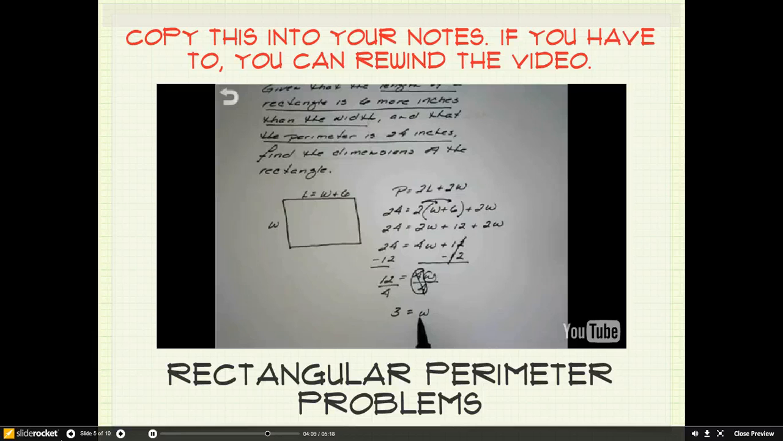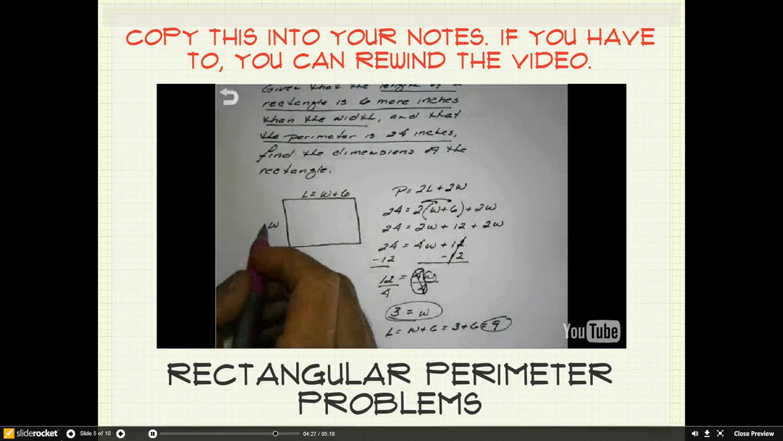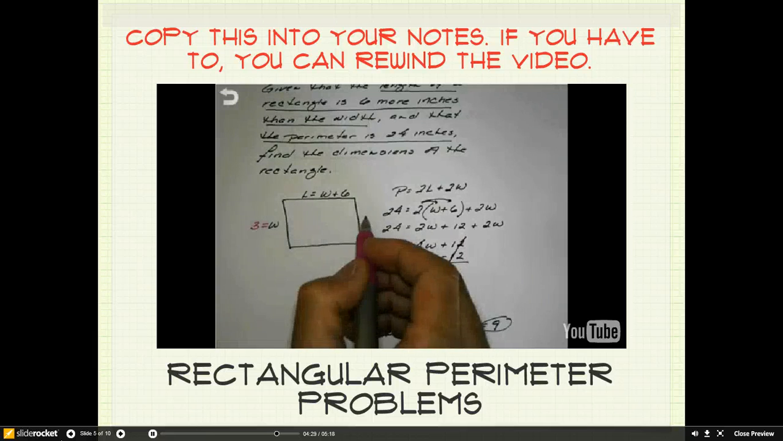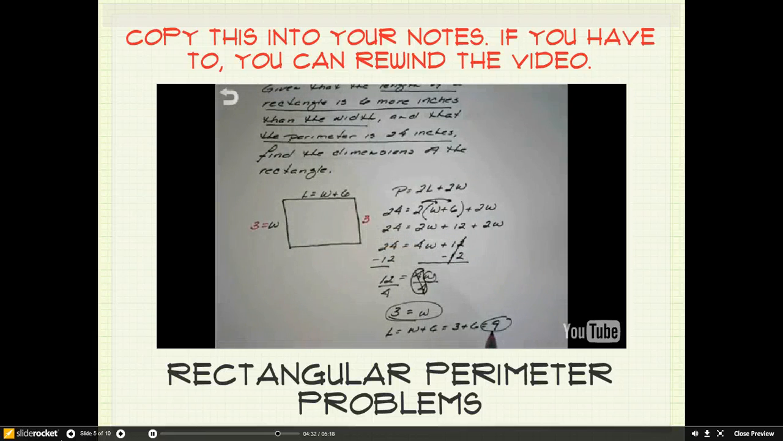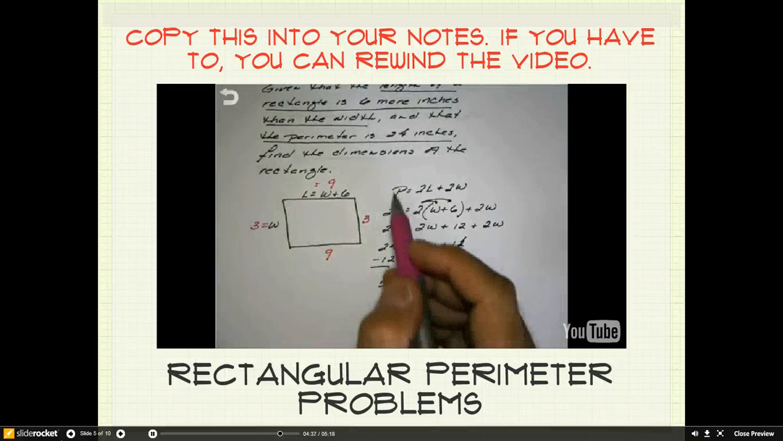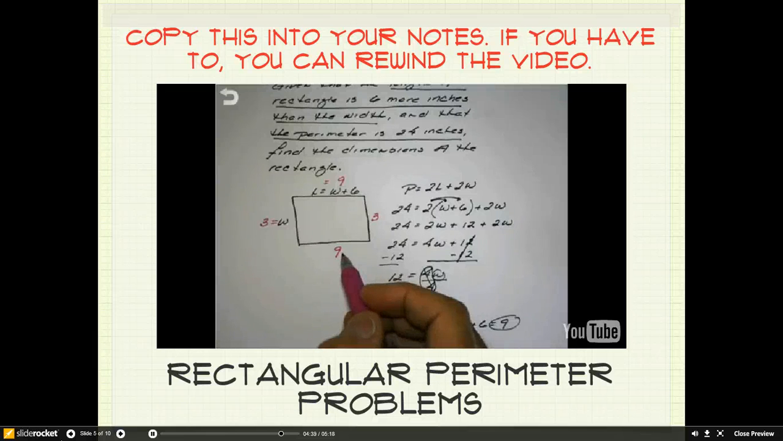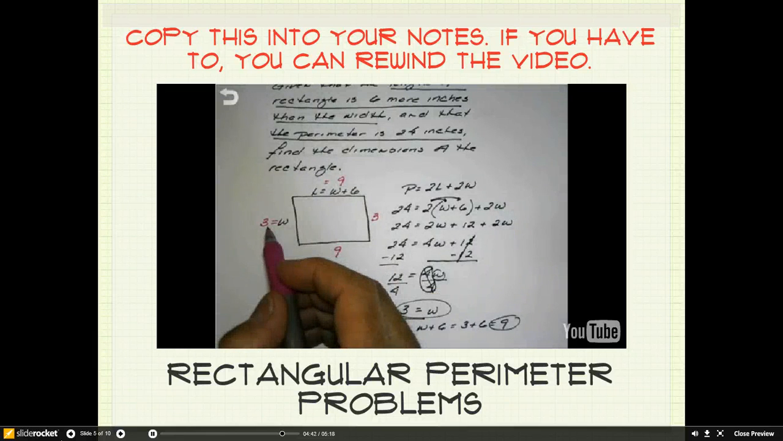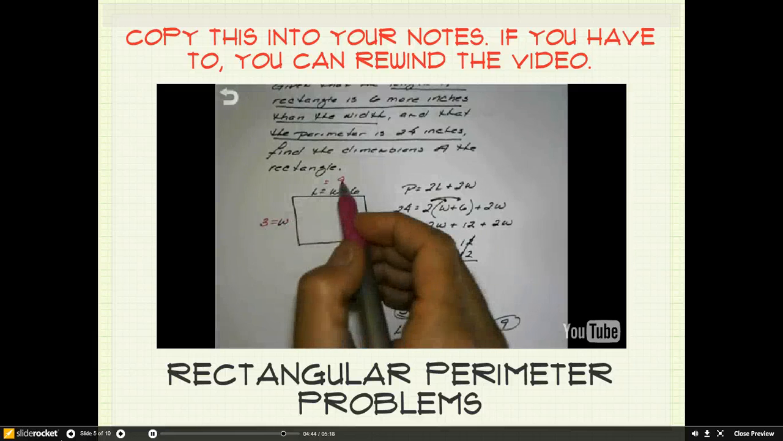The width is equal to 3, and the length, which is equal to W plus 6, is equal to 3 plus 6, which is equal to 9. So there's my width, and there's my length. Let's just check it. Let's take that, W equals 3, and put it up here. So this side is 3, this side is 3, and I think my length is 9, so I'll put 9 here and 9 here, and let's just add those up. 3 plus 9 is 12. 12 plus 3 is 15, and 15 plus 9 is 24.